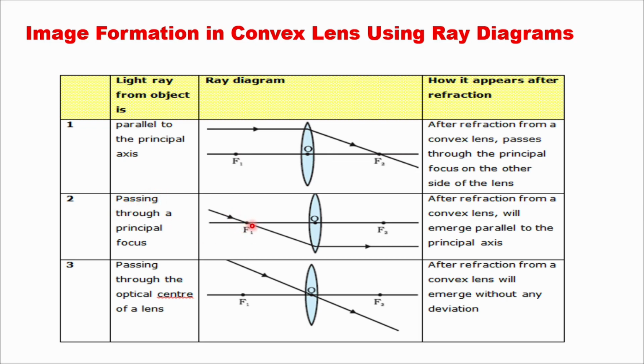Second case, when the light passes through exactly the principal focus. After refraction from a convex lens, it will emerge parallel to the principal axis. Number 3, passes exactly through the optical center of the lens O. After refraction from the convex lens, it will emerge without any deviation. Without any deviation, the line passes exactly through the optical center.